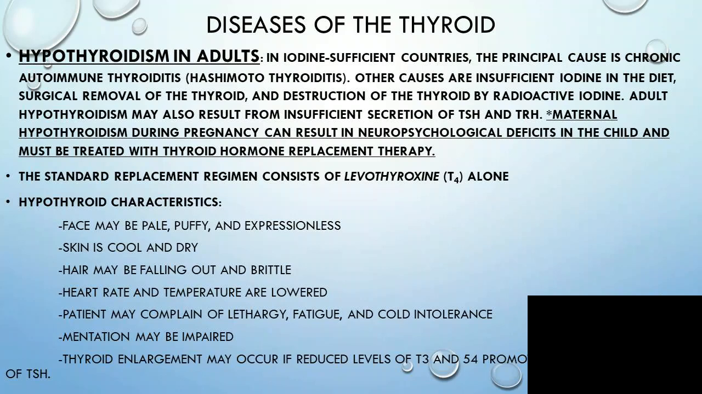So in iodine-sufficient countries, the principal cause is chronic autoimmune thyroiditis, also called Hashimoto thyroiditis. Other causes are insufficient iodine in the diet, surgical removal of the thyroid, and destruction of the thyroid by radioactive iodine. Adult hypothyroidism may also result from insufficient secretion of TSH and TRH. And of note here, maternal hypothyroidism during pregnancy can result in neuropsychological deficits in the child and must be treated with thyroid hormone replacement therapy. Standard replacement regimen consists of levothyroxine or T4 alone, not necessary to also give T3 as it converts to T4.